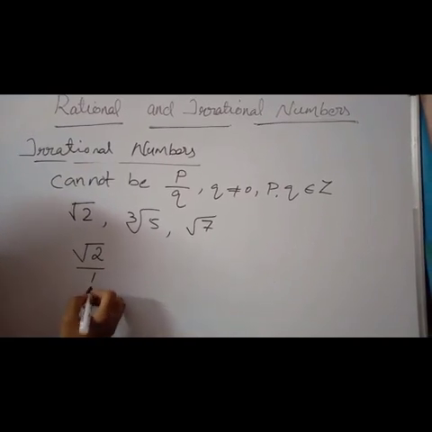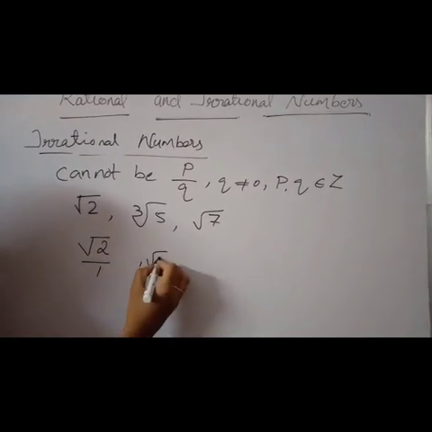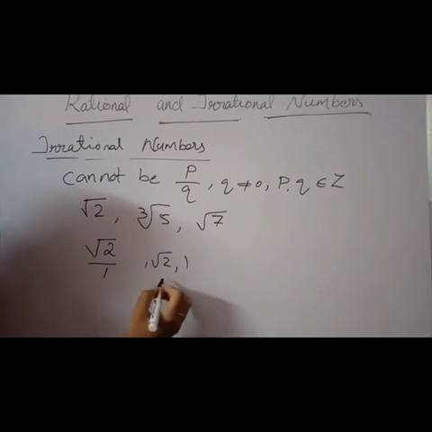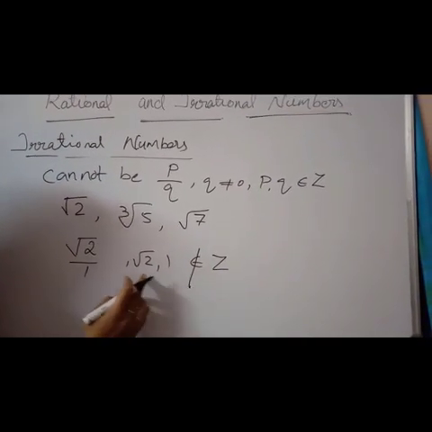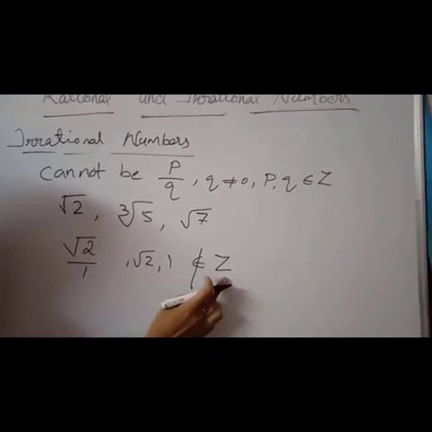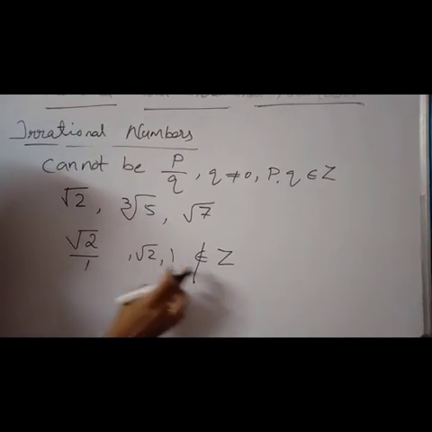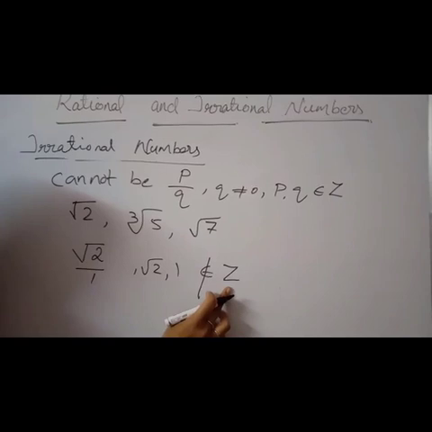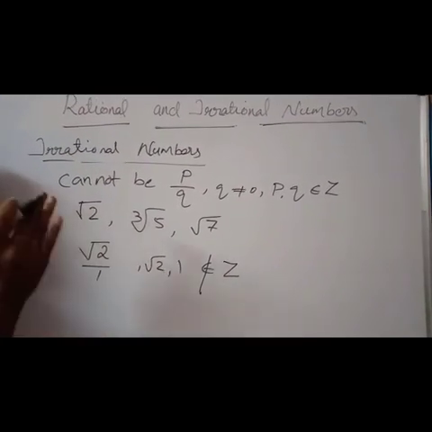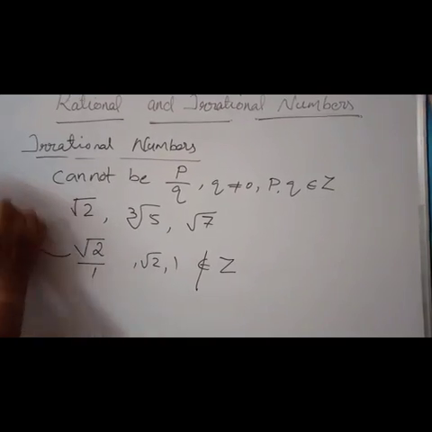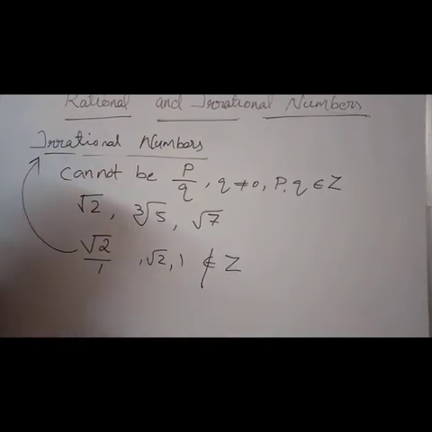But consider the numbers square root of 2 and 1. Does this belong to the set of integers? No, this doesn't belong to the set of integers. Square root of 2 does not belong to the set of integers. So this is not satisfying the condition of rational numbers. Therefore, this is an example of an irrational number.